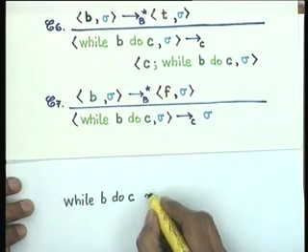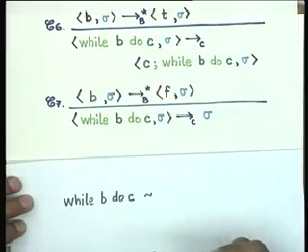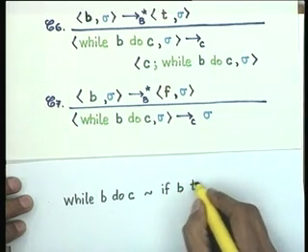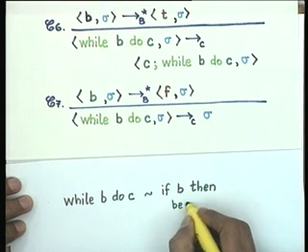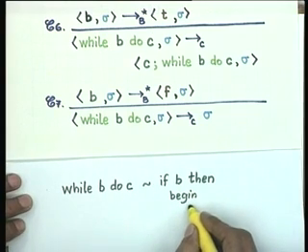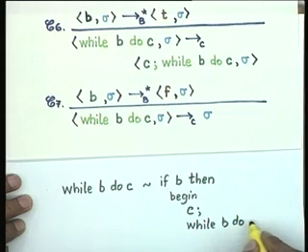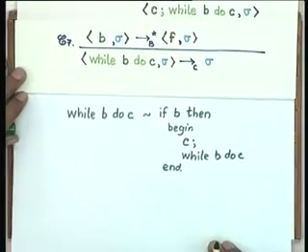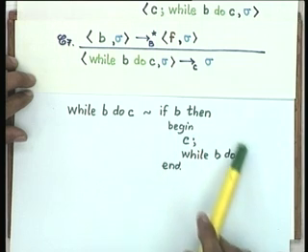is equivalent to, if you take a combination of C6 and C7, it's equivalent to: if B, then, I'll use begin and end because I require to bracket, begin C semicolon while B do C. So C6 and C7 are mathematically quite meaningful in the sense that all that they say is that this is equivalent to this.